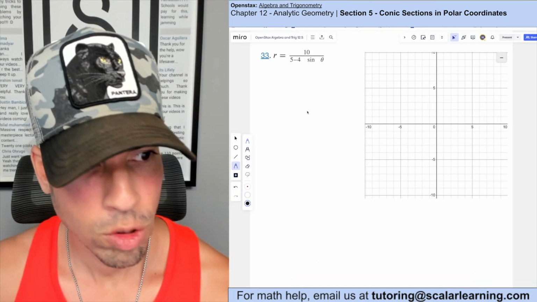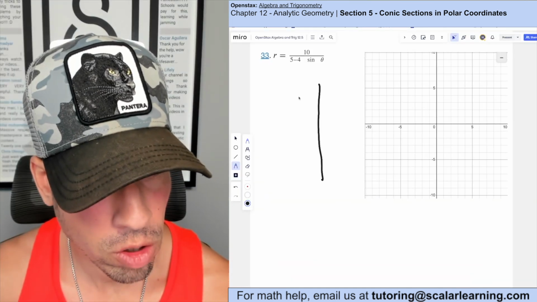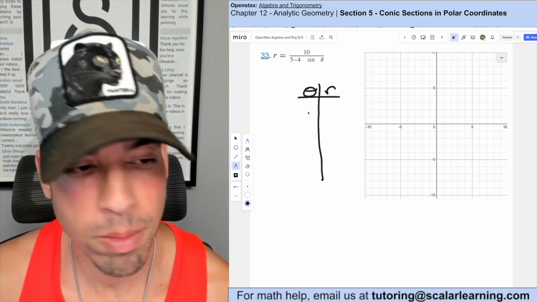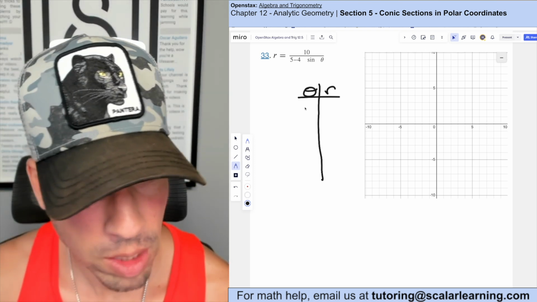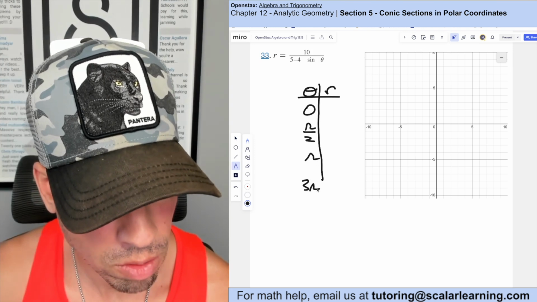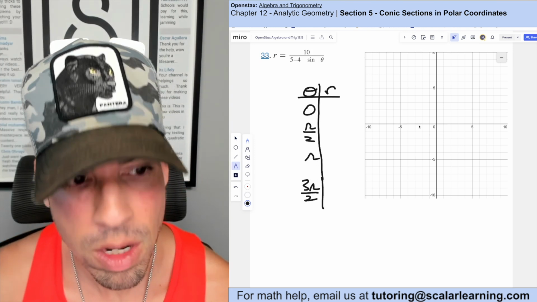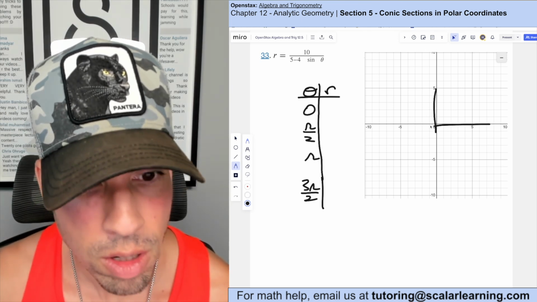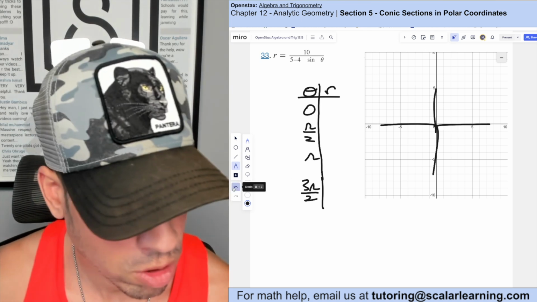Done. So for this one, once again, we're going to make a little chart here with theta and r values. And I'm going to plug in standard values for theta that are going to make it really easy. We're going to plug in 0, pi halves, pi, and 3 pi halves, right? Those key points where 0, the r value is going to be on here, pi halves here, pi here, and 3 pi halves here.